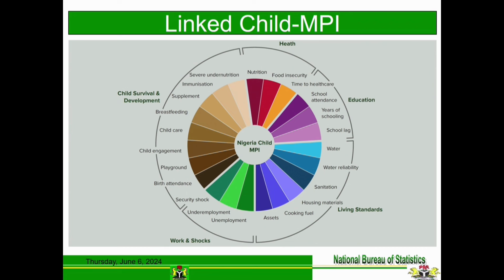immunization, supplements, school feeding, child care, child engagement, playground, birth attendance. All of these are related to children. Now, not that the other indicators are not related, but these are specific to children. So under the national MPI, those children that we were not able to capture because of the indicators in that national MPI, under the child MPI, we were able to capture them because these are specific indicators that are related to children.